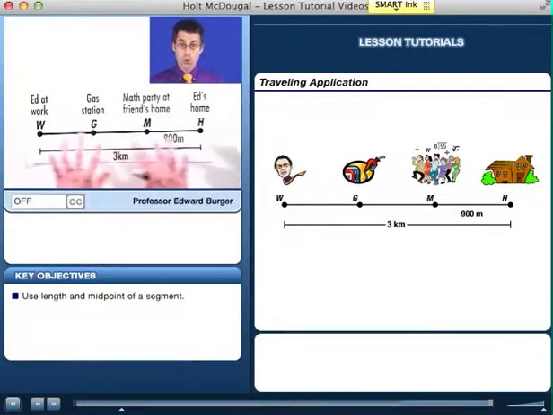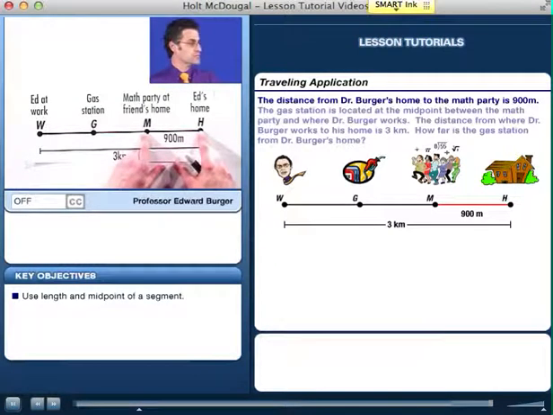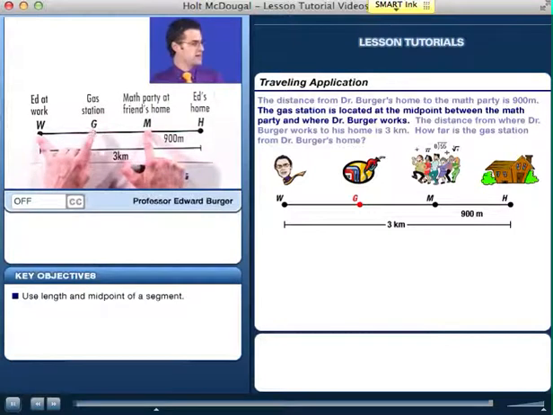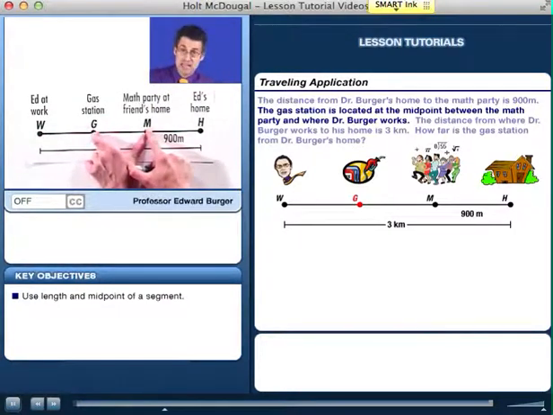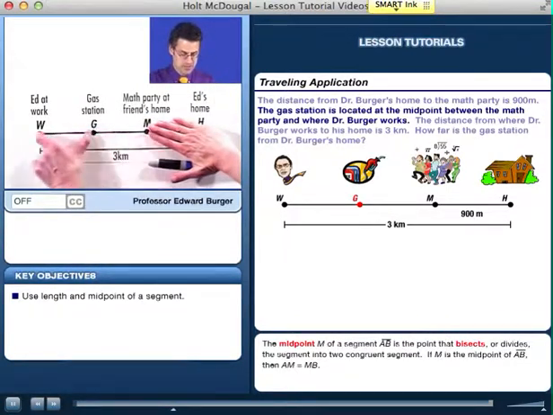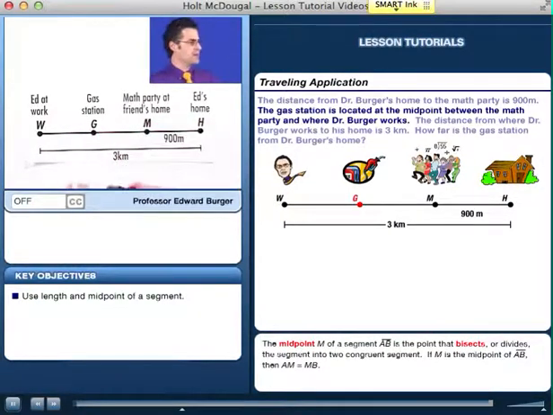These are all collinear. And what I know is, first of all, that my house to the party is 900 meters. That's pretty cool. And I also know that this gas station is located halfway between where the party is and where I work. If this is located by the midpoint, that means that this length is equal to that length. The midpoint of a line segment is the point that's right in the middle, so these two lengths will be the same.